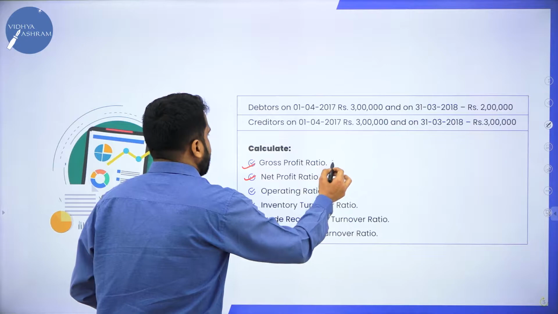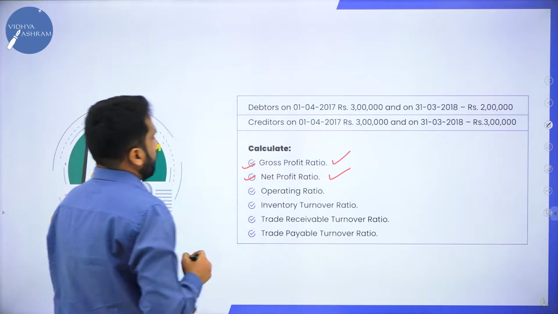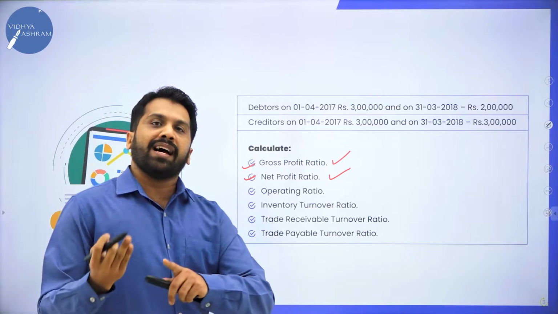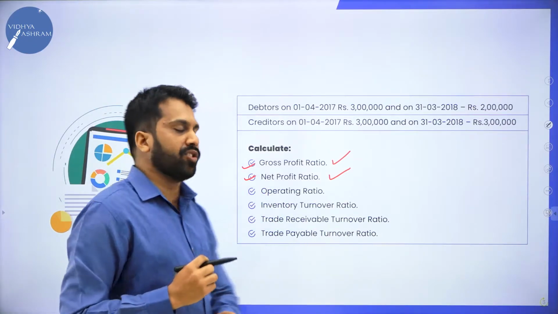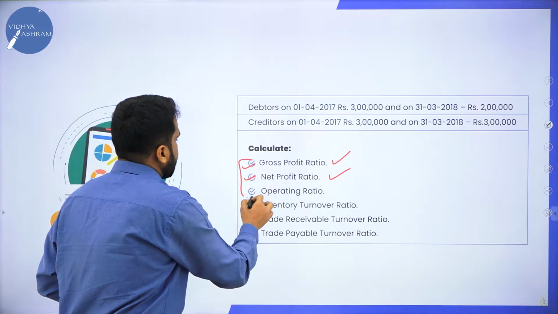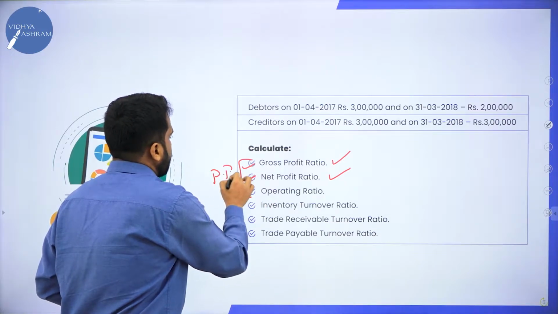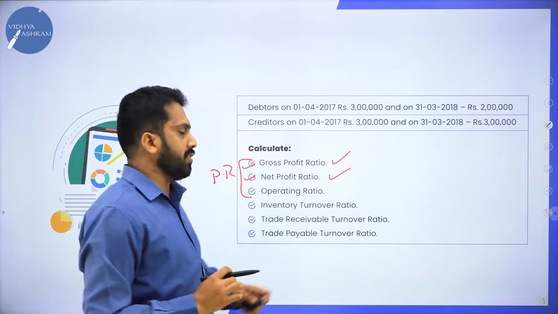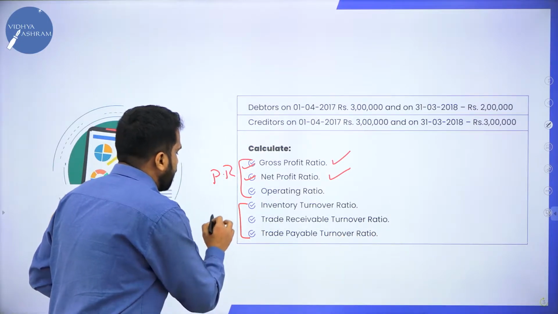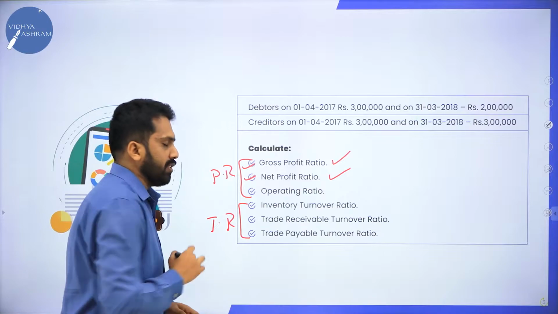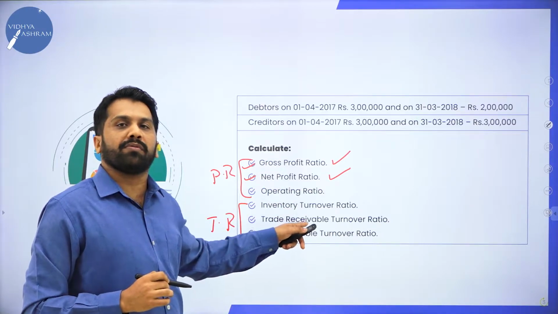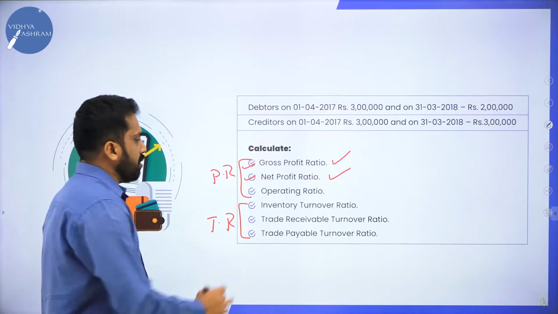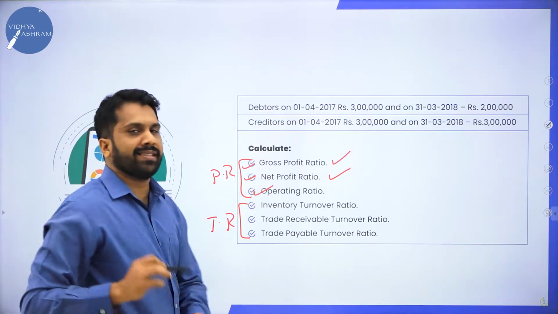We completed this one and this. Now we'll go for the operating ratio. As I told you in the previous session, these three come under profitability ratio, and the last three come under turnover ratio. We'll go for operating ratio.